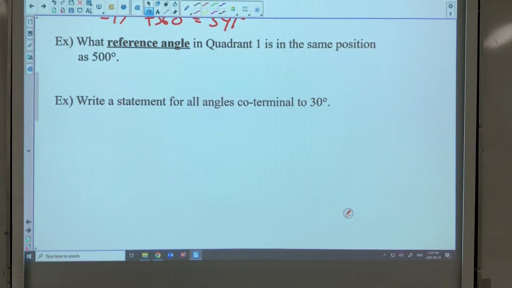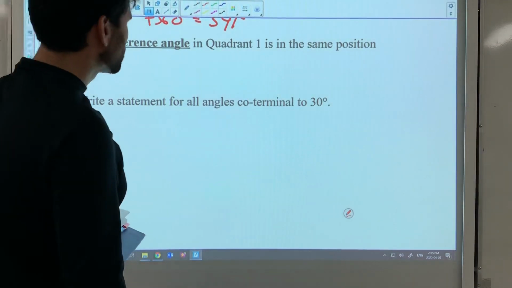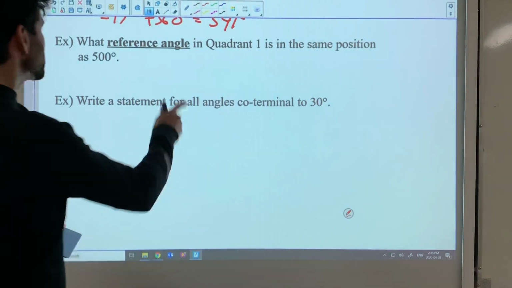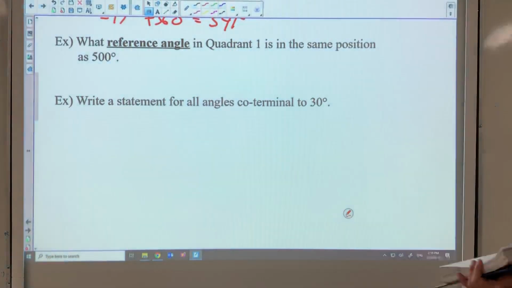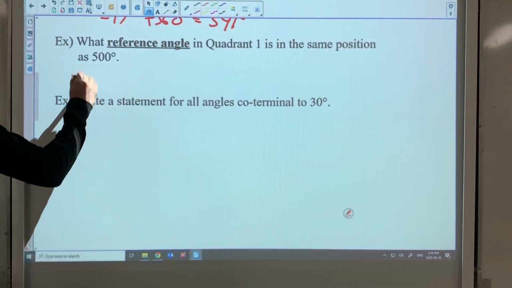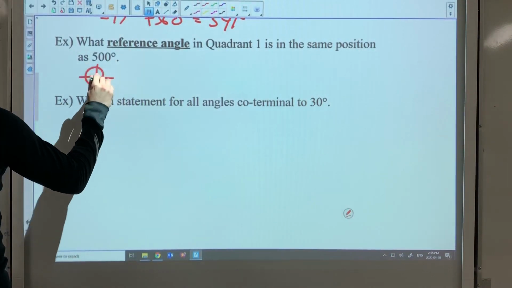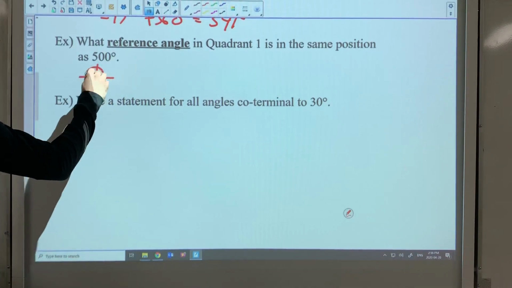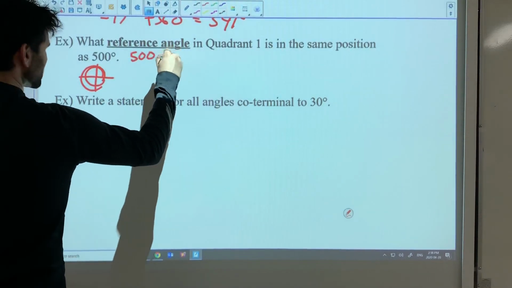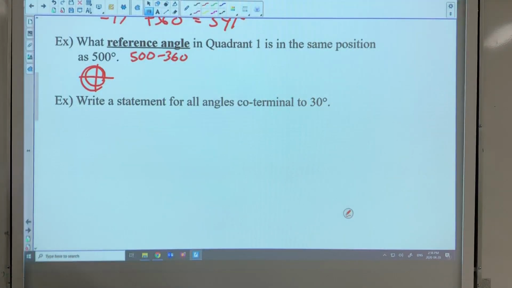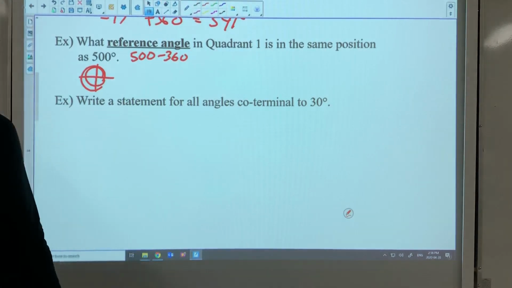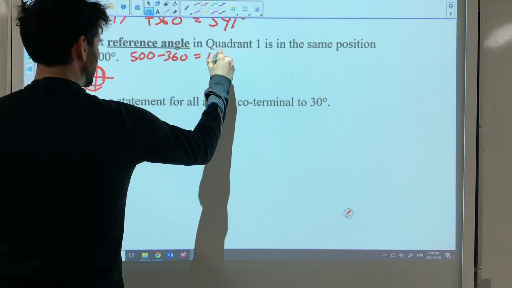What reference angle in quadrant 1 is in the same position as 500 degrees? Okay, so remember, reference angles are the angles that are in quadrant 1, so they have to be between 0 and 90. Now, if I have 500 degrees, that means that I must have started here, I went around at least once, then I went around some more, and I landed somewhere over here. Anyway, to figure out the reference angle, just subtract 360 until you get an angle that is hopefully in quadrant 1. Let's see. If I subtract 360 once, I get 140 degrees.